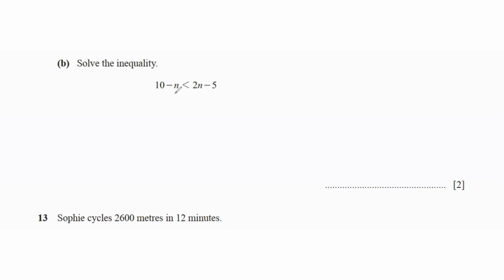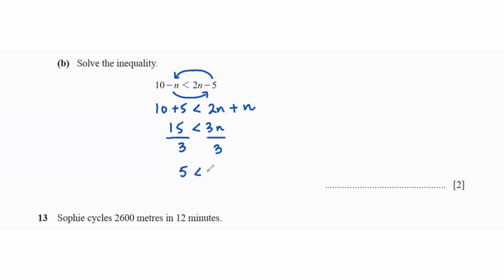Solve the inequality. So I'm going to swap -n with -5. So it's going to be 10 plus 5 and 2n plus n now, which is 15 less than 3n. Divide both sides by 3, and we have 5, which means n is greater than 5 because 5 was less than n.